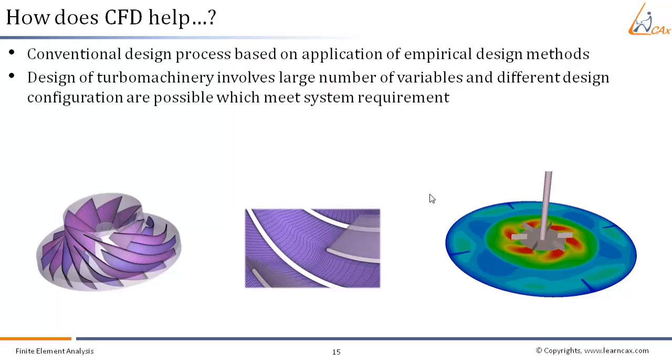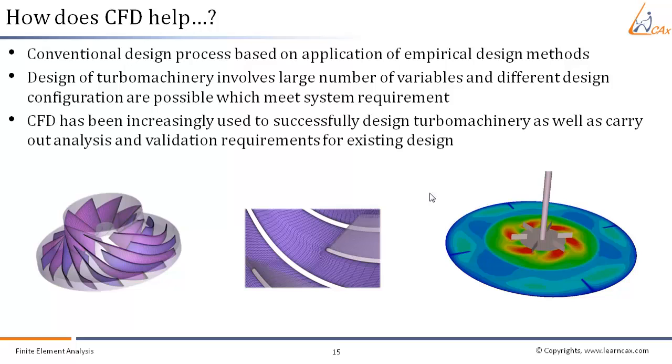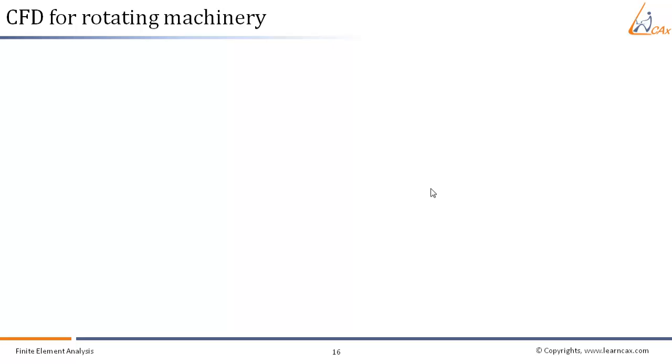Design of turbo machinery involves a large number of variables, and there are different design configurations which are possible, which can meet the requirement, bring up the efficiency, reduce the work requirement, or extract the maximum amount of output. So CFD has been increasingly used nowadays in order to successfully design turbo machinery, as well as carry out analysis and validation of the requirement of an existing design. So there are a lot of areas where CFD comes into the picture.